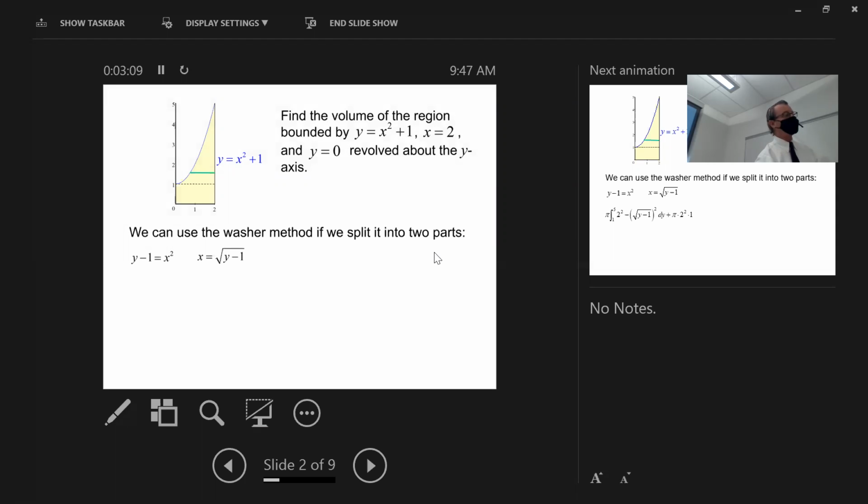Now, if you want to do a washer method, we see this? Then these discs are stacked vertically. They're dy's. So you have to solve these things for what x equals, because you needed x in terms of y to do dy.